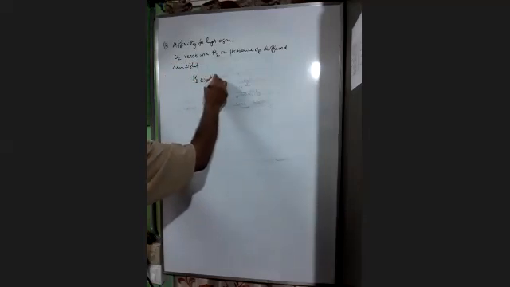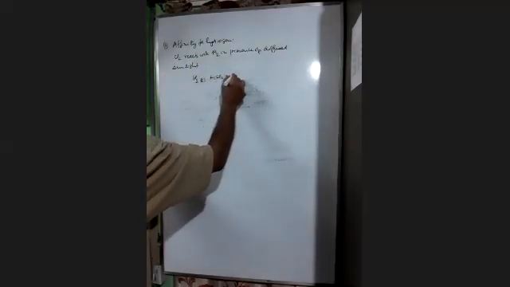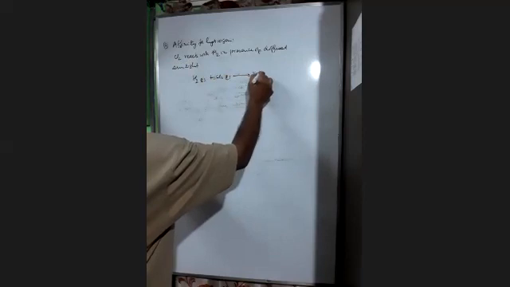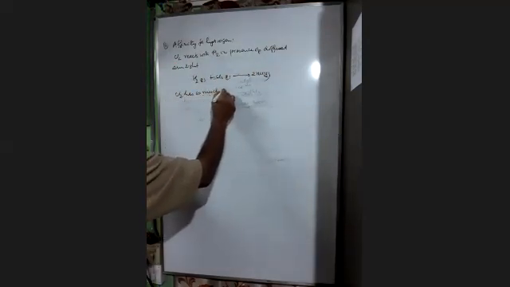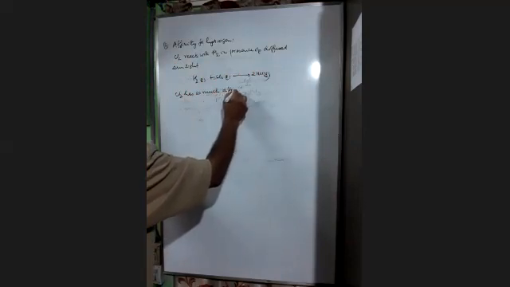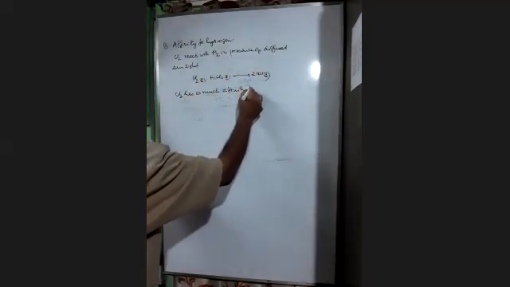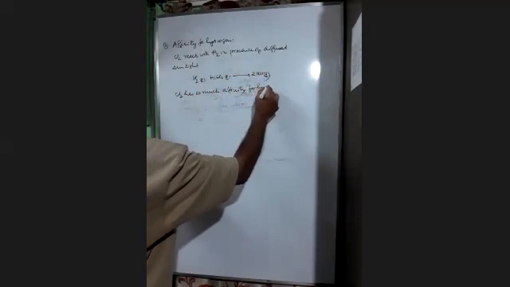Okay, so H2(g) plus Cl2(g) will give you 2HCl(g). Chlorine has so much affinity for hydrogen, meaning it likes hydrogen so much.